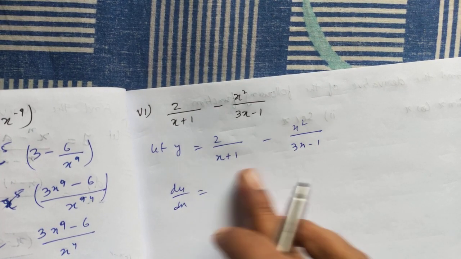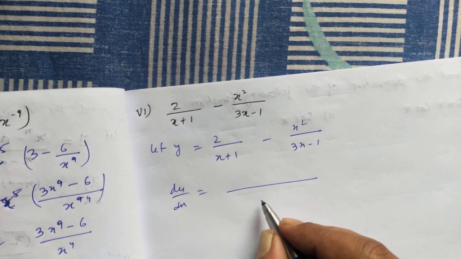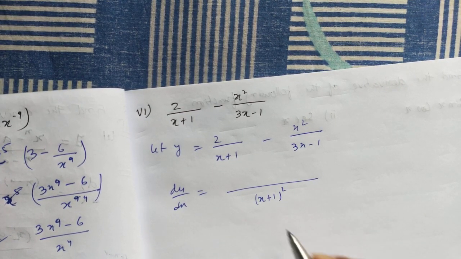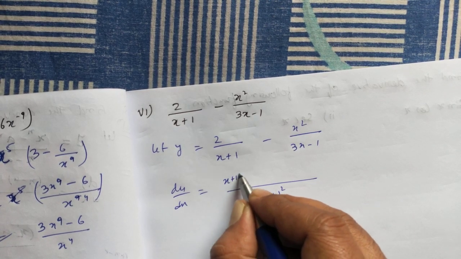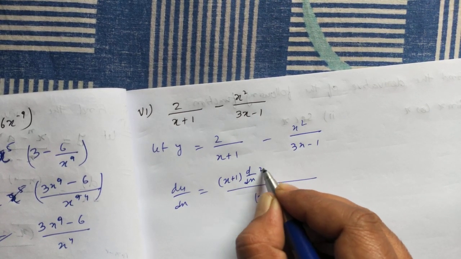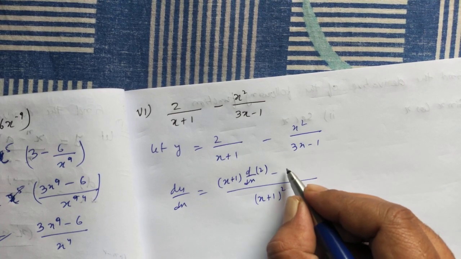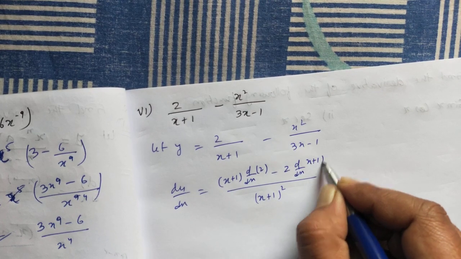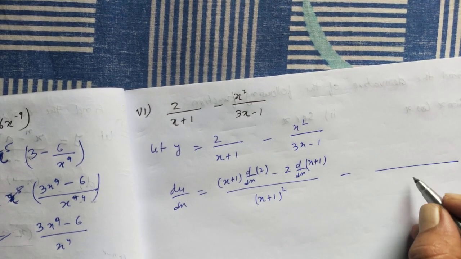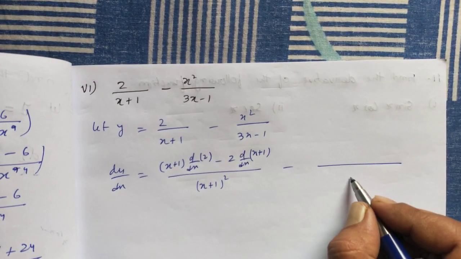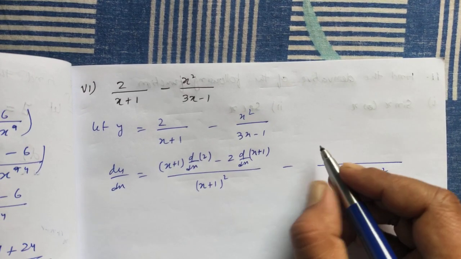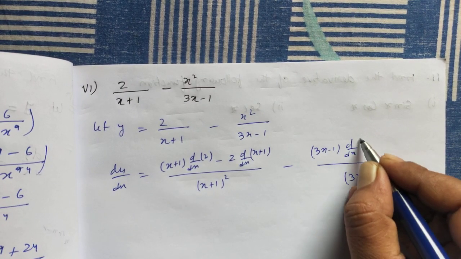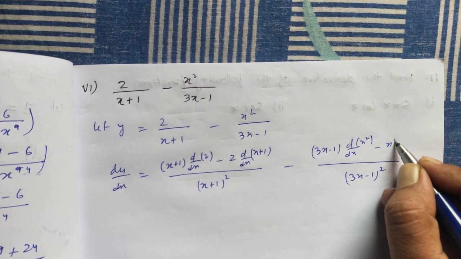We'll use the division rule here also. Let us do it here. Minus 2 d by dx of x plus 1. Similarly, we'll use a formula here also. 3x minus 1 whole square, we will derive x square, minus x square, we will derive.